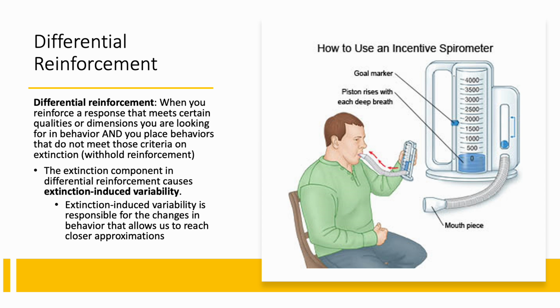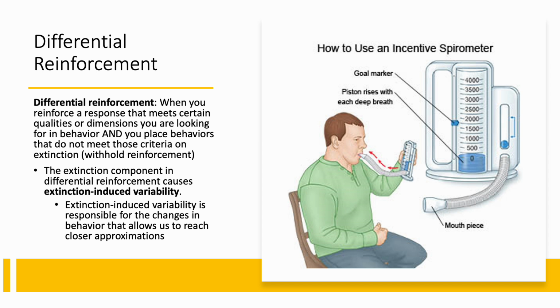The extinction component in differential reinforcement is causing what is called extinction-induced variability. Okay, and if you recall, extinction is when you are no longer reinforcing a behavior. And what happens is when you no longer reinforce a behavior, the person is like, well, why? Not just the person, but the organism is like, well, I previously contacted reinforcement by engaging in this behavior, but I'm no longer receiving reinforcement for engaging in this behavior. So what other behavior do I need to engage in? And this is where that extinction-induced variability comes into play.